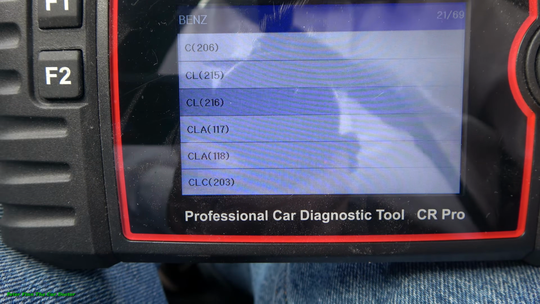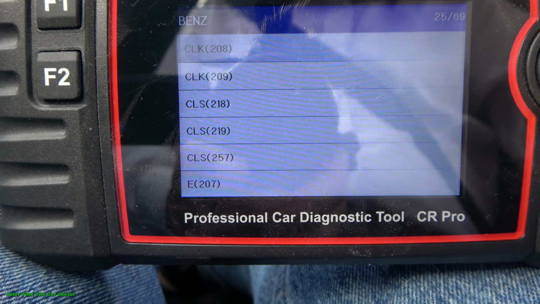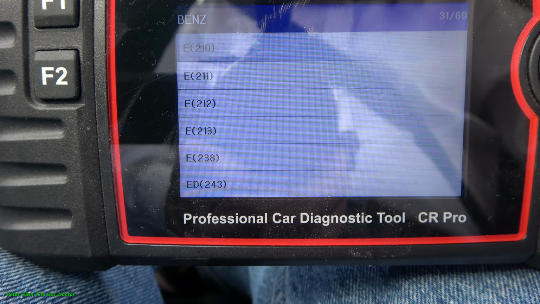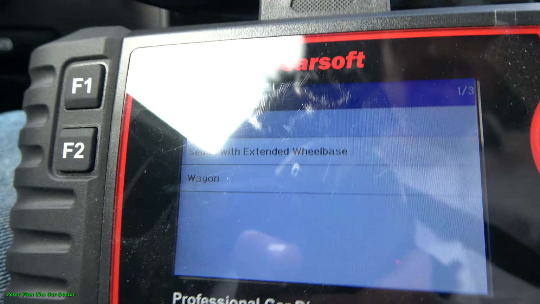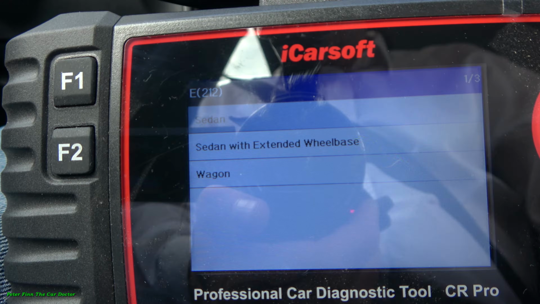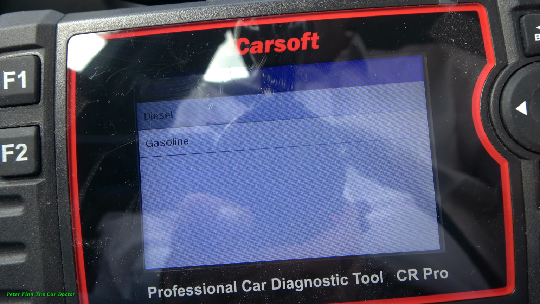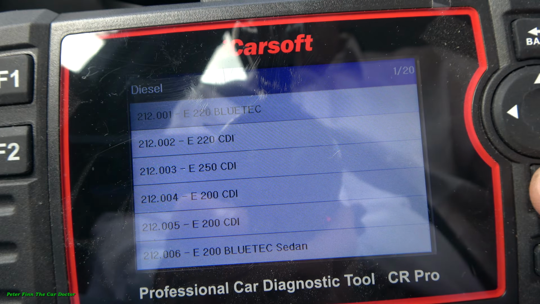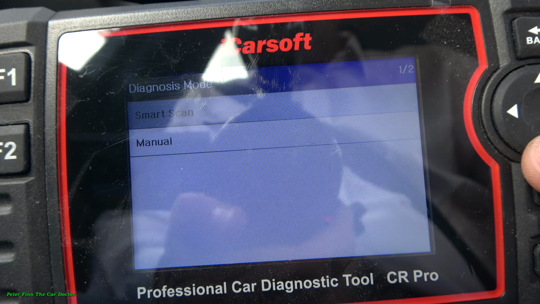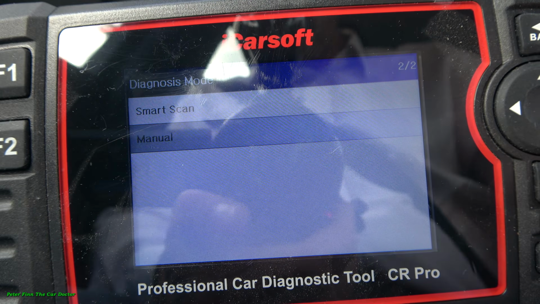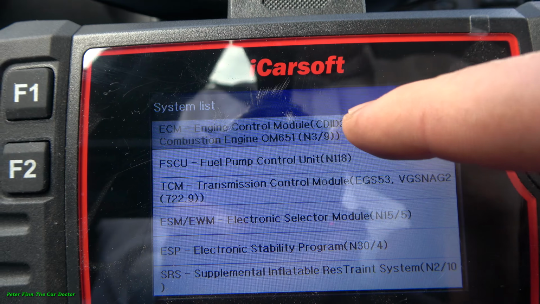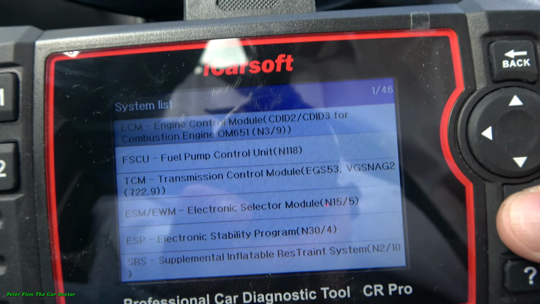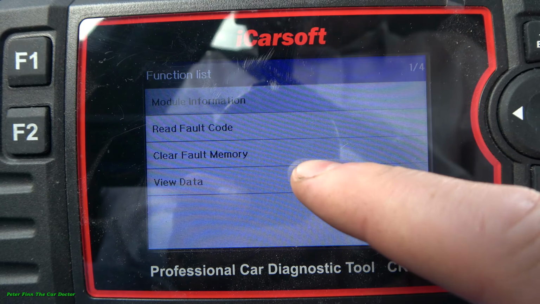It's the E-Class, W in here, that one, and then again enter, then sedan and diesel, and then the first one. I now use manual scan because this is the engine control module. This is a computer issue, and let's look at what we can find.